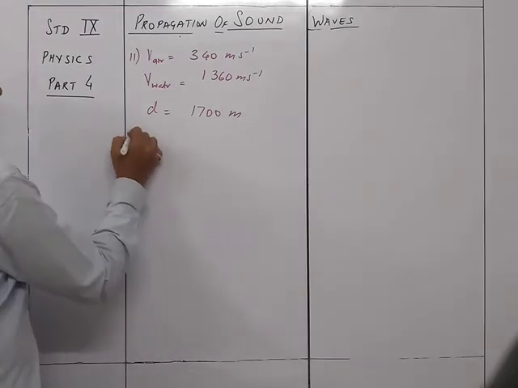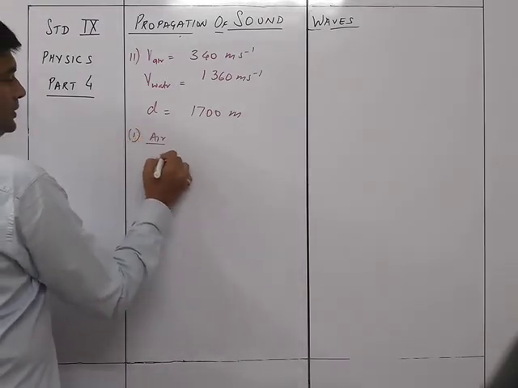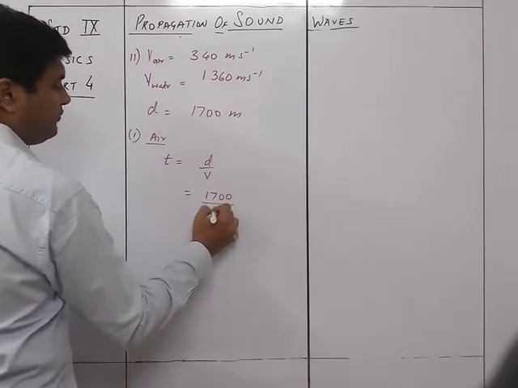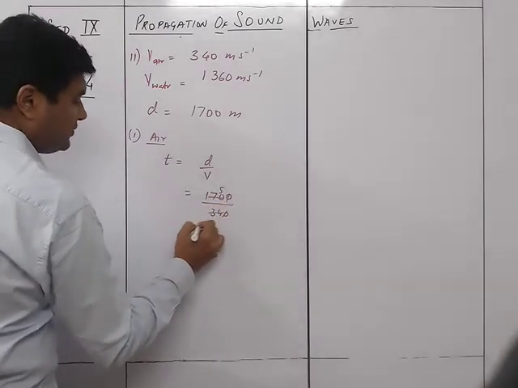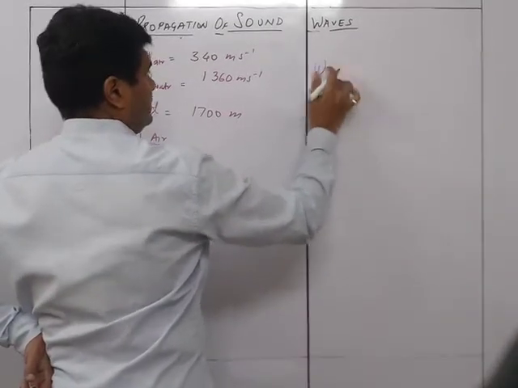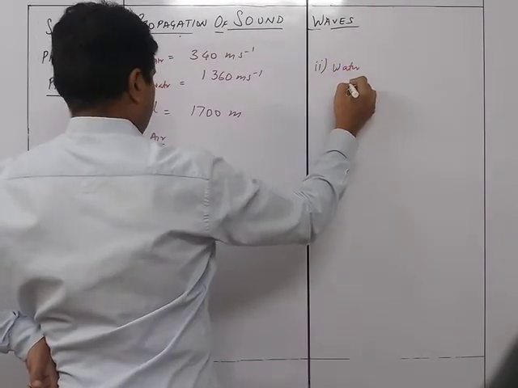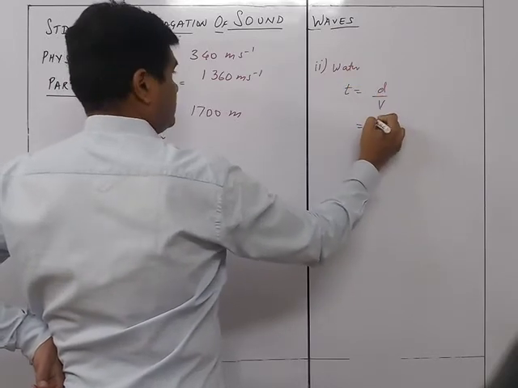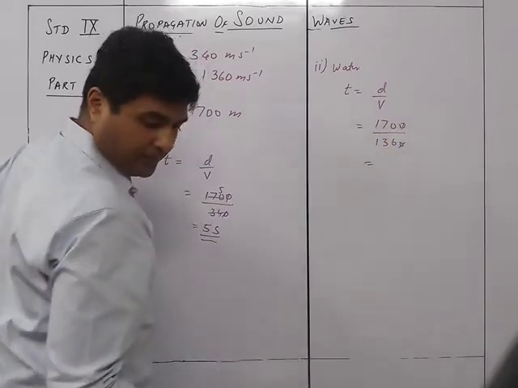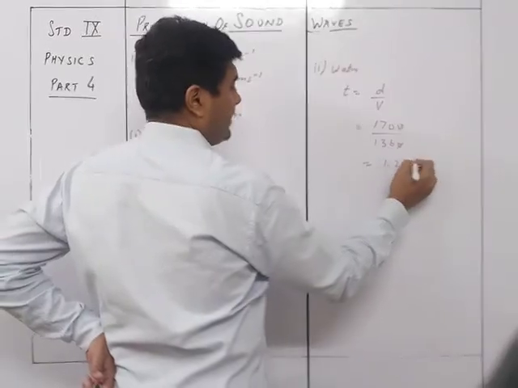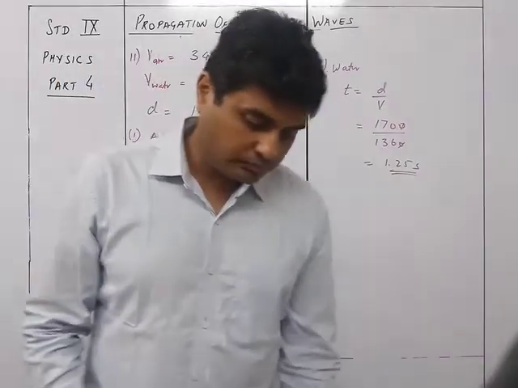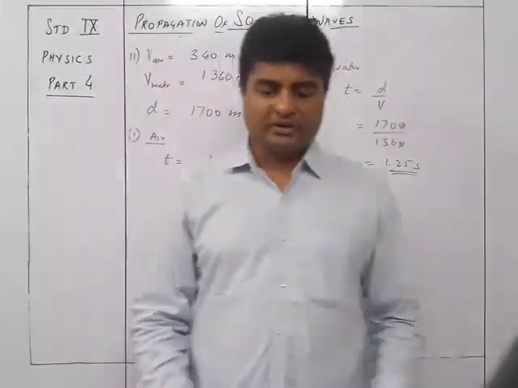So first in air. Time is equal to distance upon speed, which is 1700 upon 340. This will give you 5 seconds. And the second part, in case of water, T is equal to D upon V, which is equal to 1700 upon 1360. That will give you approximately 1.25 seconds. I can just calculate it. It's 1.25 seconds. So this was about the numericals of this particular chapter.